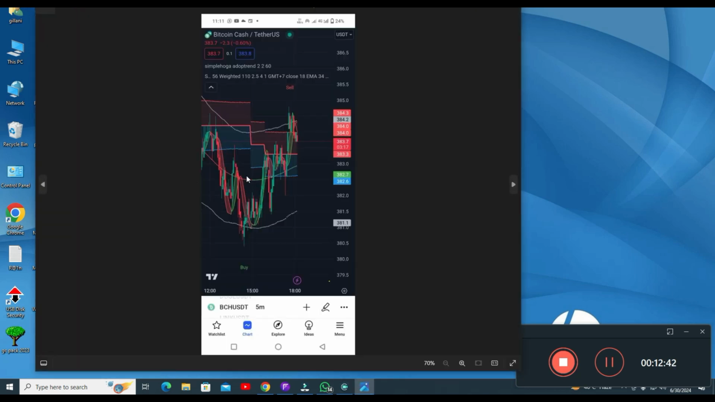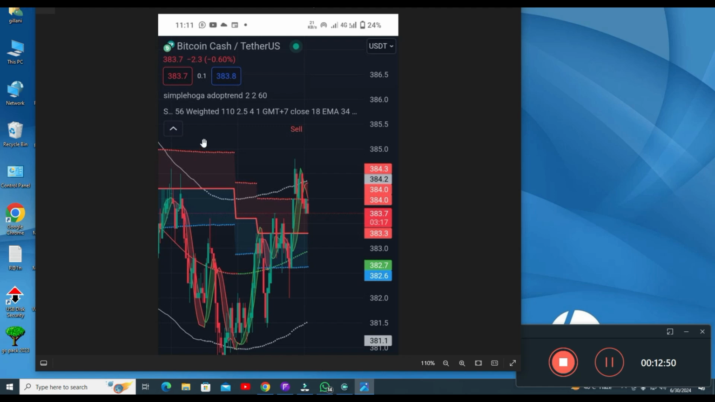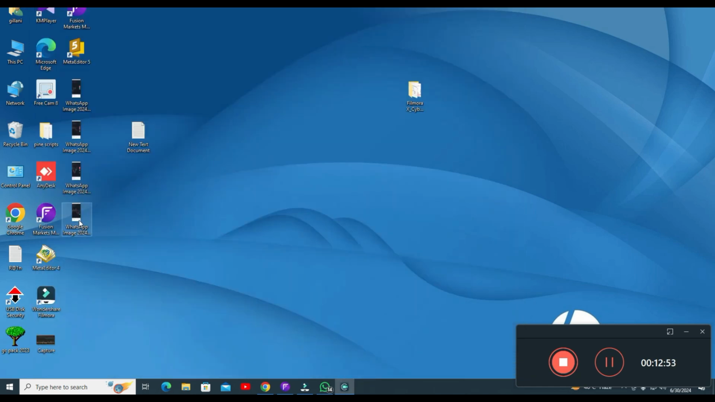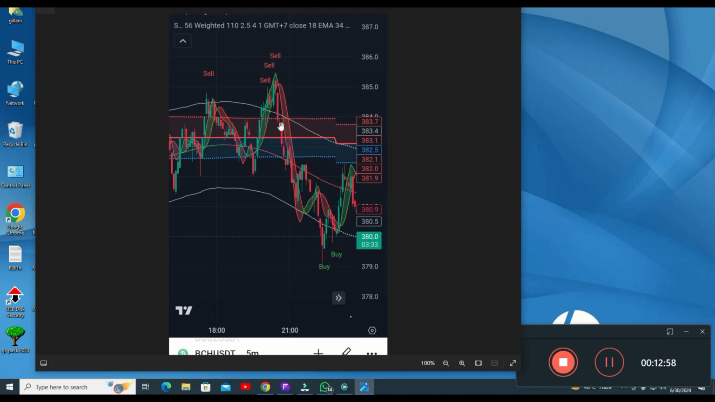The second trade is the BCH pair, and you got the sell signal. You can see here you got the sell signal. After that, these last two trades, you can see the sell signal and another sell, and you got awesome profit here. This was an amazing trade. When I entered the trade, my price was around 385, and when I exited my trade, the price was around 380. It's a $5 movement, and it was really amazing.